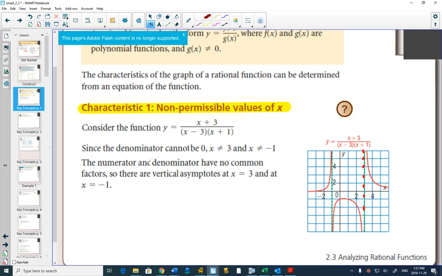an asymptote at x equals 3, and another one at x equals -1. Okay?